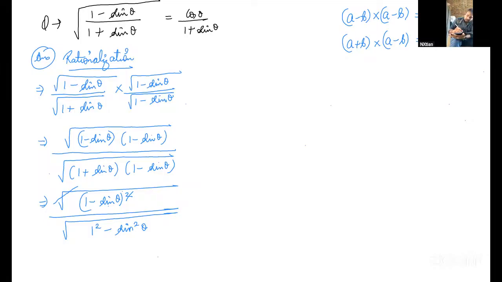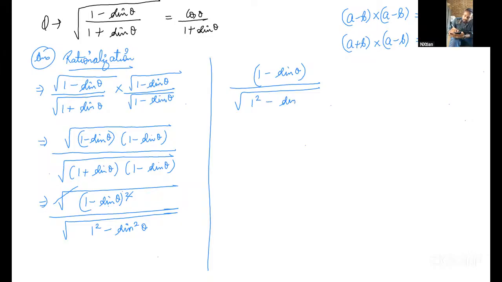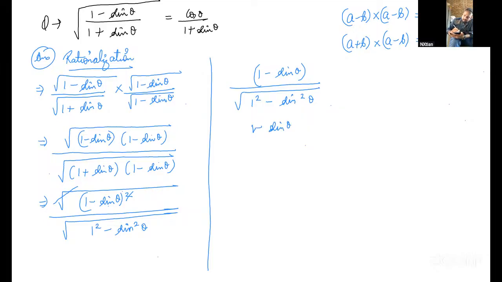Okay. And then it will become like this: 1 minus sine theta upon root of 1 square minus sine square theta. Okay. Now it is in the form of 1 minus sine square theta. What is the answer of that? Cos square theta. 1 minus sine square theta is cos square theta. So 1 minus sine theta upon root of cos square theta.